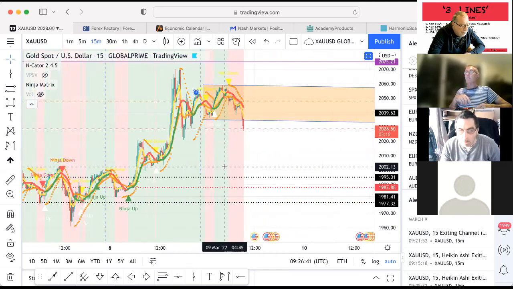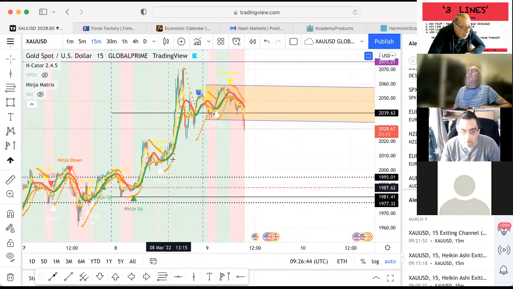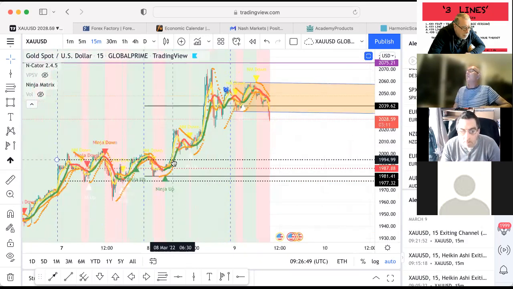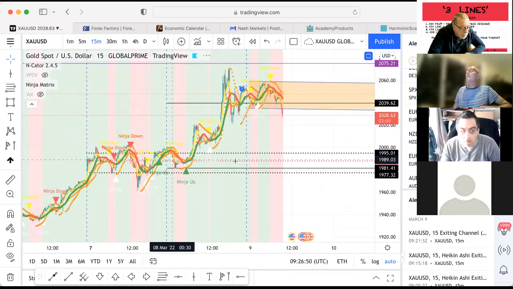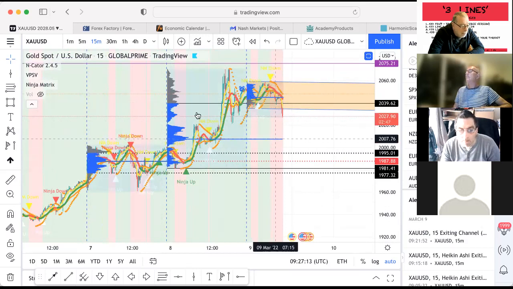Yes, this is yesterday's. We just put the volume profile back on. Yeah, this is yesterday's volume profile here. So the black line there is the field of play. So we've entered the field of play. This is the point of control, which is a potential target.